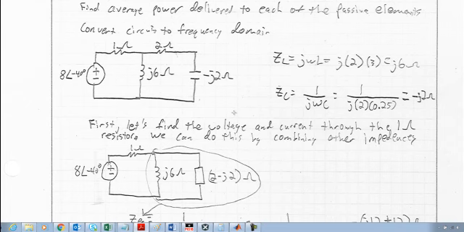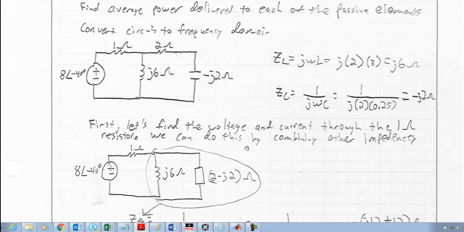So the first thing that I would want to do to figure out the power is I'm going to start with this 1 ohm resistor here on the left and see if I can figure out the voltage across it and the current through it. So in order to do that, I'm going to do some impedance combination. I'm going to go ahead and combine this 2 ohm and the negative j2 ohm into one impedance and just call that a 2 minus j2 ohm impedance. This is a series combination.